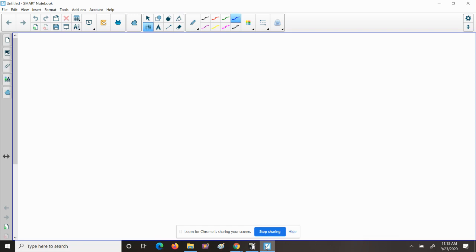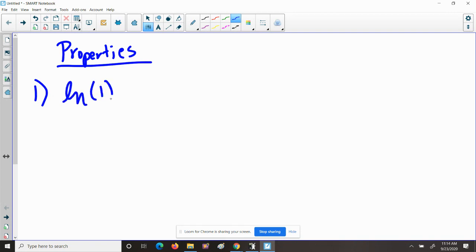All right, guys, today we are going to take a look at some properties of natural log and natural log derivatives. Before we get started with that, there's a couple of properties that I want to make sure to remind you of. First of all, we should remember that natural log of 1 is equal to 0. Very important when we are simplifying things down.